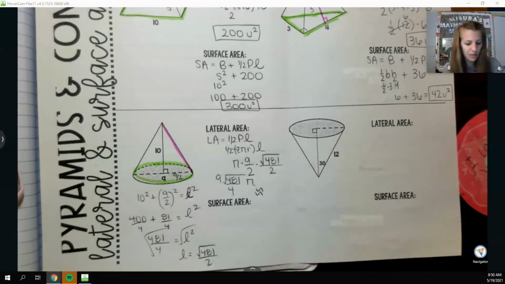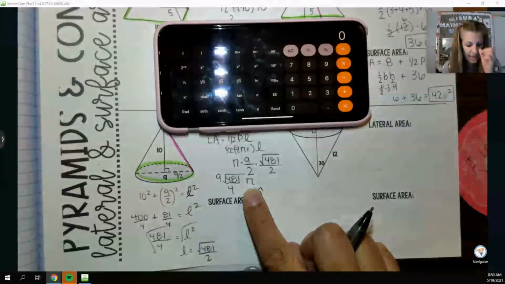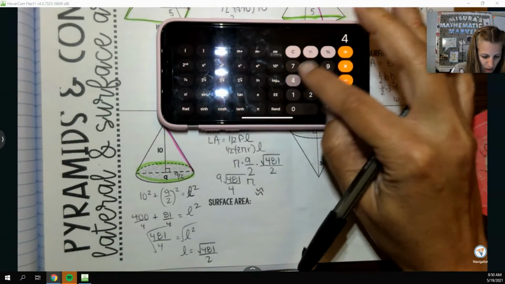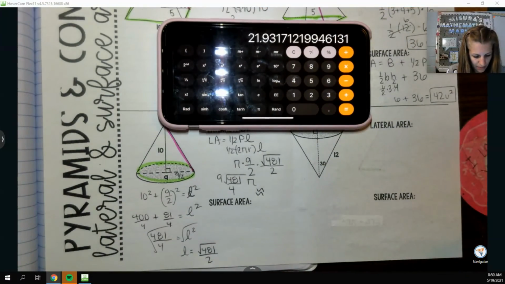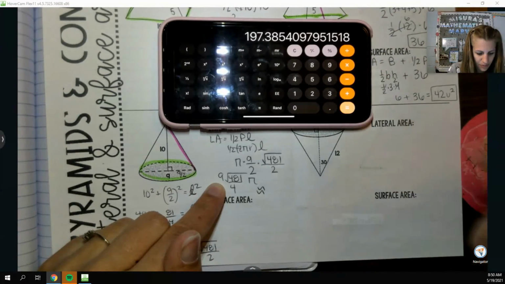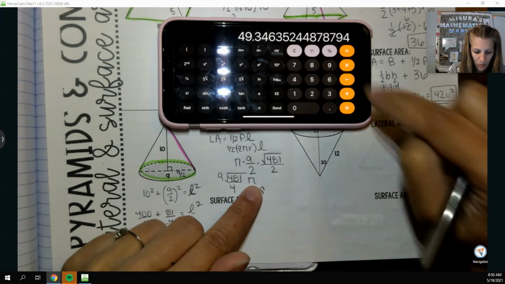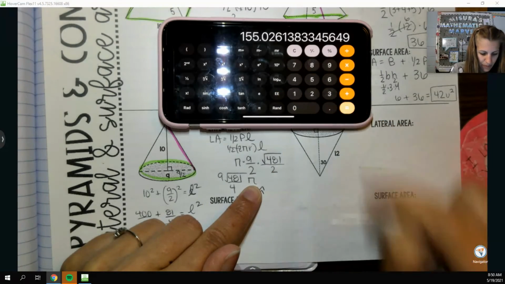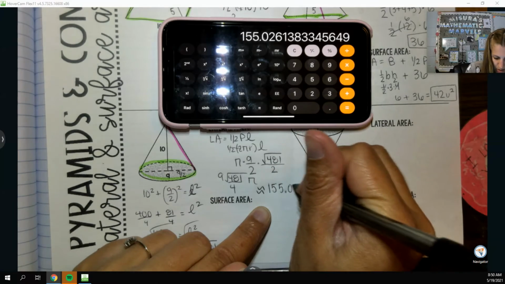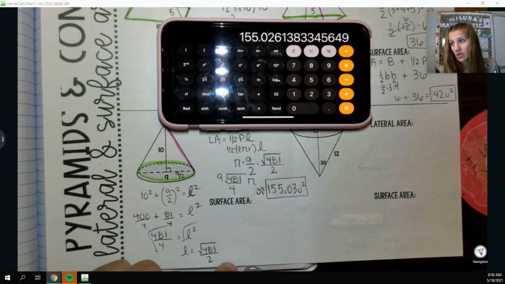So I'm going to multiply by pi and everything. Let's just try to keep as much of the decimal as possible. So if I take the square root of 481, we get this number here. And then we just need to do all these things to it. It's being multiplied by 9. It's being divided by 4. And then it's being multiplied by pi. And so we get this approximate lateral area of 155.03 units squared. You hate to see it, but sometimes it just happens.